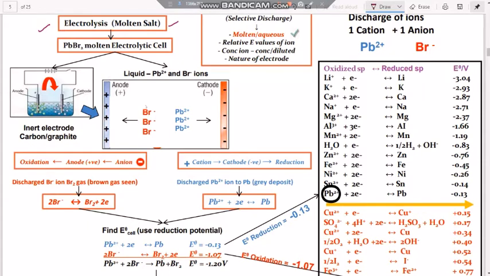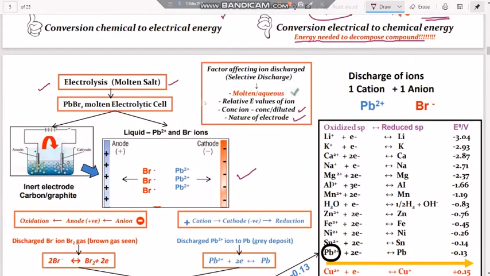In the electrolytic cell shown, the anode is positive and the cathode is negative. Selective discharge is most important. Here there is a molten solution, not an aqueous solution. We also need the relative E naught values of the ions, and the concentration of the ion is also a most important factor. The nature of the electrode also matters. These are the most important factors affecting the discharge of ions at the electrodes.